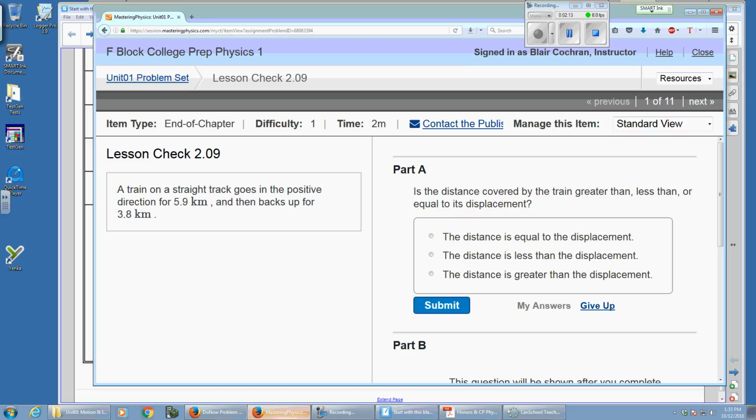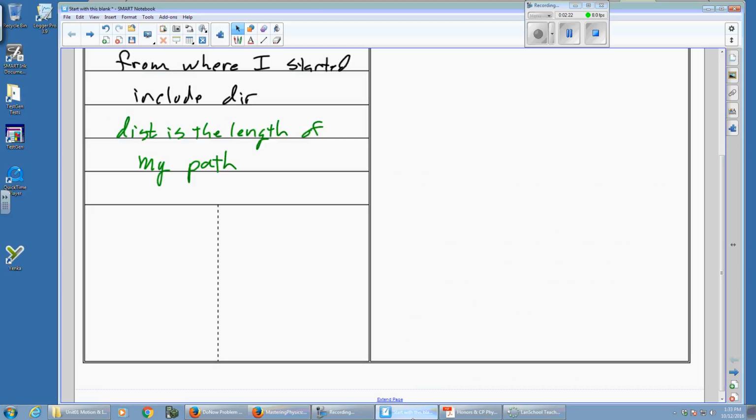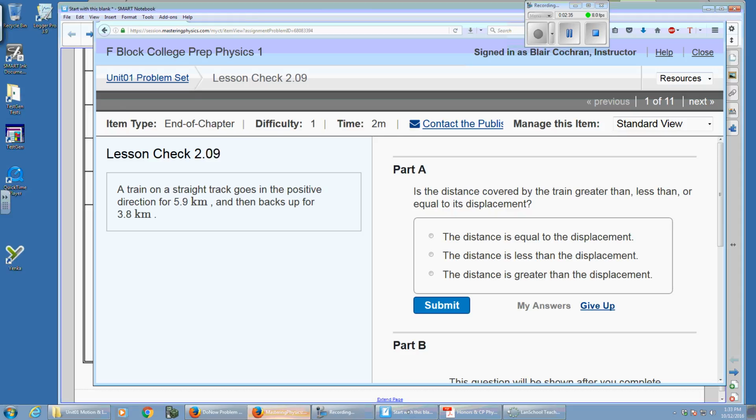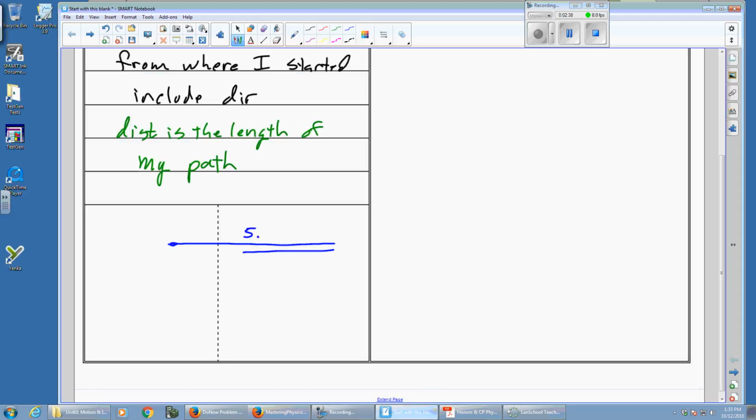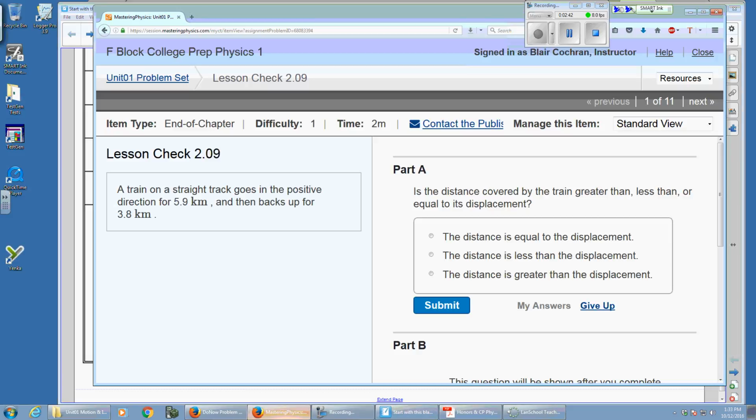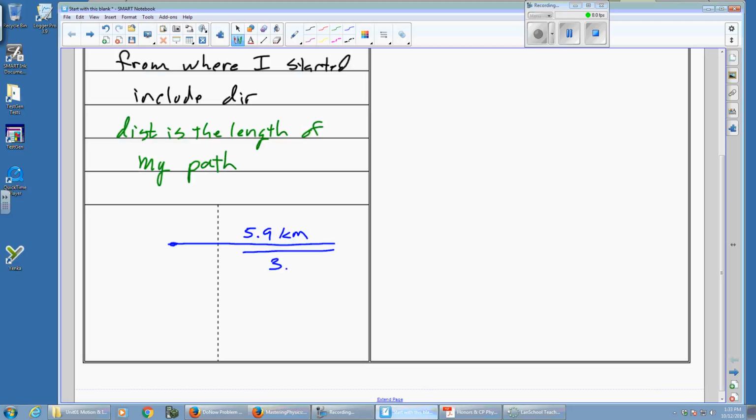So positive direction. Which way do you guys want to say is the positive direction? This way, to the right. Okay, let's do that. So I'm going to say my train starts here, goes here, turns around and comes back. And let's see, 5.9 kilometers. And 3.8 kilometers.